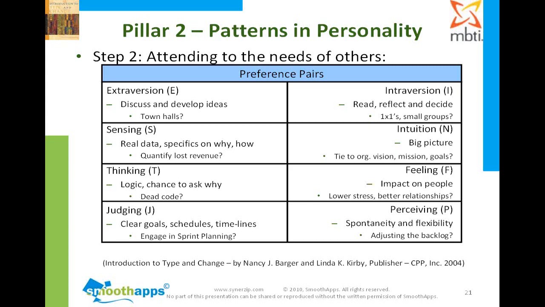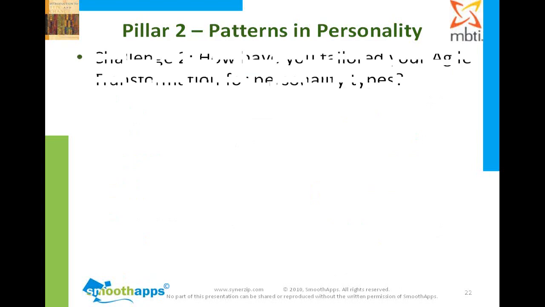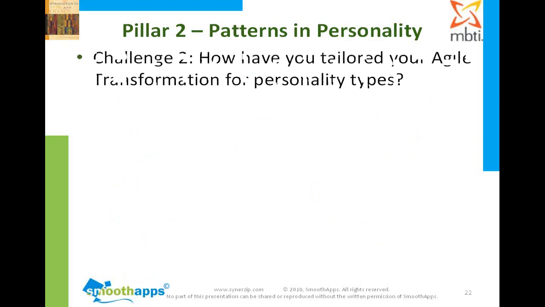So think of people in a similar way. Flex the message, adjust the message until it appeals to the concerns, to the heart and the mind of the person who is listening to the message. So here's the second challenge that I'm going to leave you with. How have you tailored your Agile transformation for the different personality types on your team? What's working, what's not working, what can you make better?